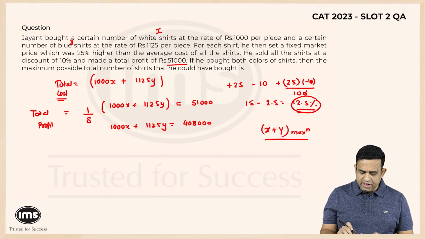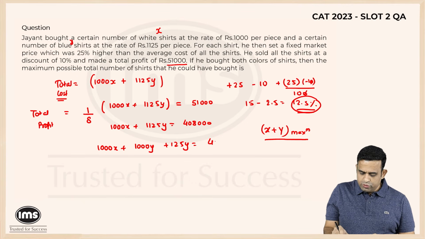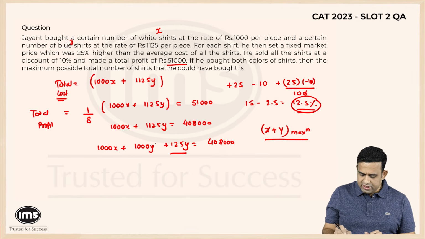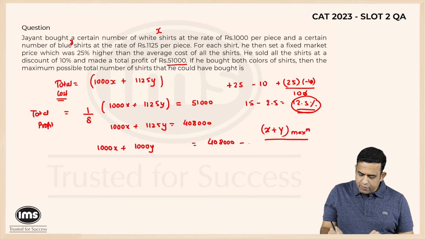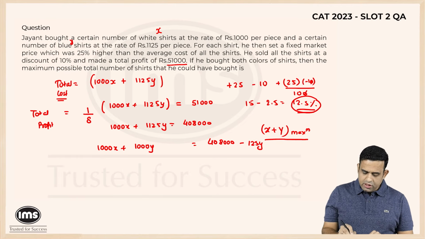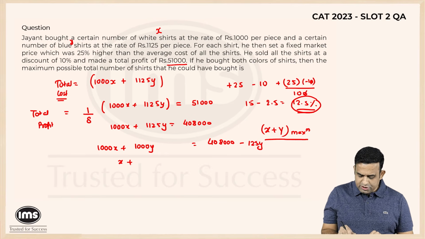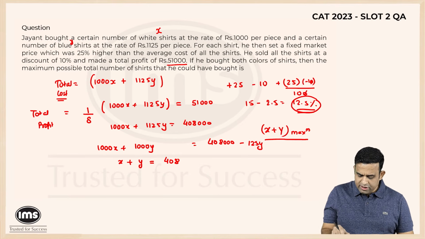What I will do in this case is first write this as 1000x plus 1000y, another 125y, is equal to 408,000. If I take this term on the right hand side, this will be 1000x plus 1000y is equal to 408,000 minus 125y. We can take 1000 common, and if I divide by 1000 throughout, one will get x plus y equal to 408 minus 125y by 1000.